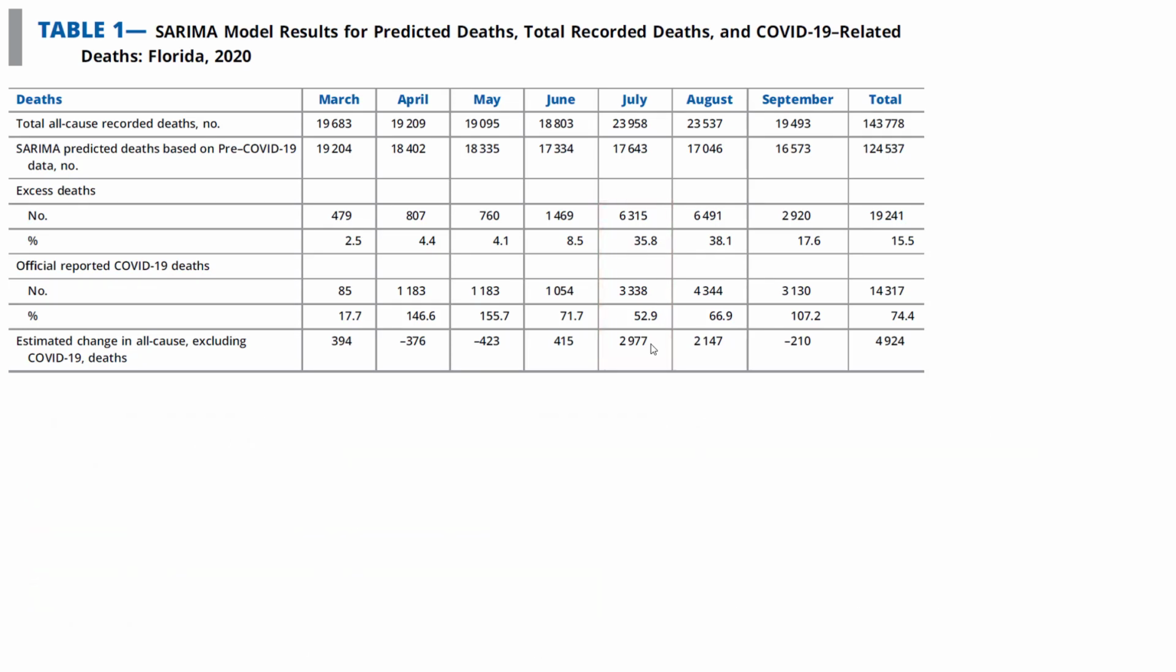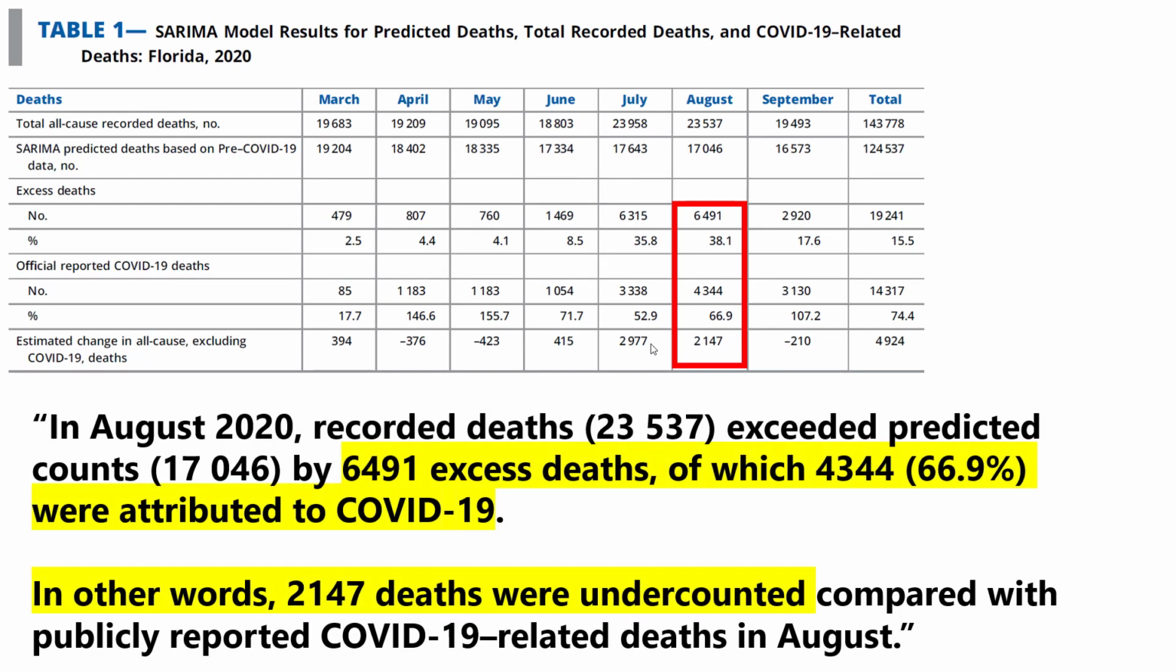If you needed more evidence of this interpretation, here's August. And again, they walk through August in their paper. In August 2020, it's the same interpretation. They talk about the total observed deaths, the number that we would have expected. They then suggest that there were 6,500 all-cause excess deaths. They then compare that to the Florida reported number and conclude, in other words, 2,147 deaths were undercounted compared with publicly reported COVID-19 data.